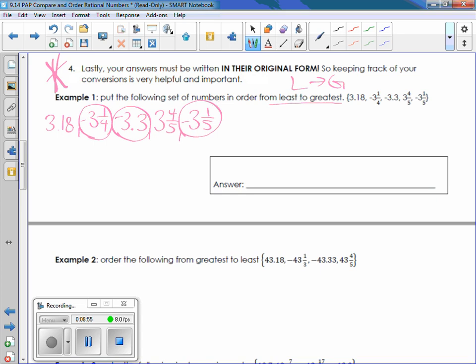Now what do you think I need to do? Yes. Change the negative 3.3 to a fraction so that you can compare it easily. Okay, I could change it to a fraction to compare, and then I have to find common denominators for this one, this one, and this one, which would work. Or I could convert both of these to decimals.